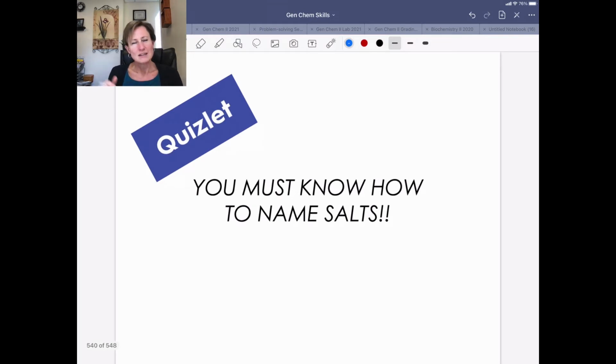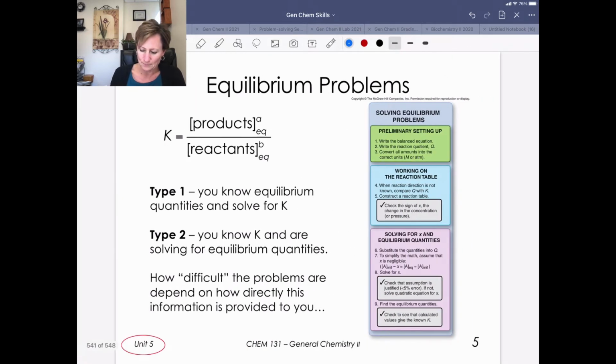All right. You need to know your salts. You need to know how to name your ionic compounds. There's Quizlet flashcards that are available through Blackboard. If you didn't learn them in Gen Chem 1, you need to make sure you learn them now, because otherwise it's going to be kind of crazy trying to work through so many of these problems if you don't know their names, because you're going to see a lot of problems that just give you a chemical name, not a chemical formula. So you need to make sure that you're good on those.